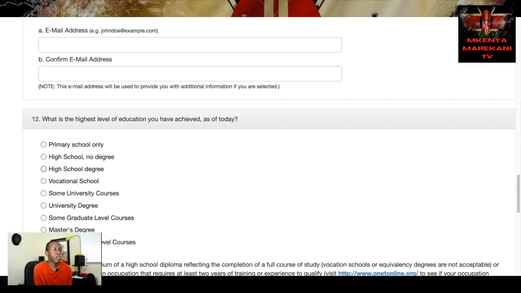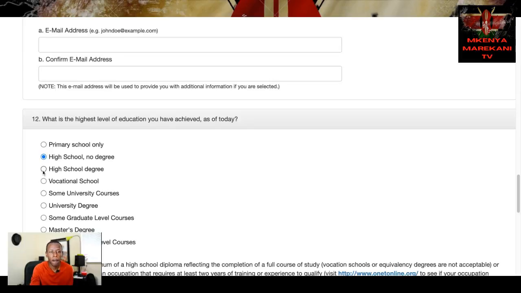Yeah. So number 12 is as easy as this. If you did primary school, finished at primary school, you click there. If you finished at high school, no degree, you click it there. So from primary to high school without degree, you are the type of people who will need 2 years of work experience and 2 years of vocational training. Yeah, that's what we are talking about.